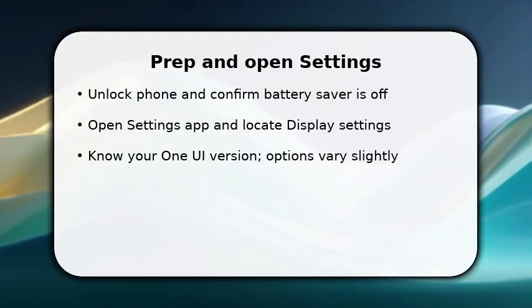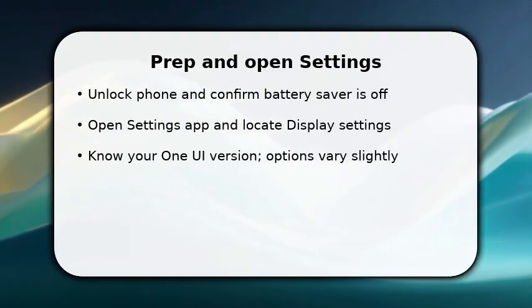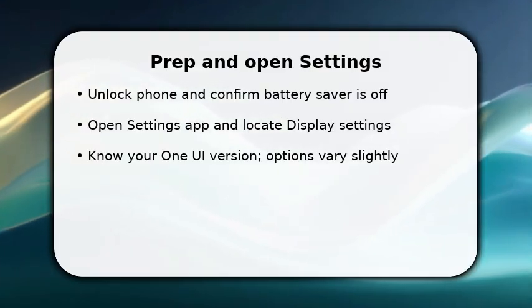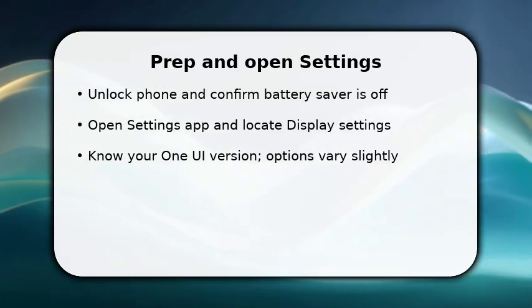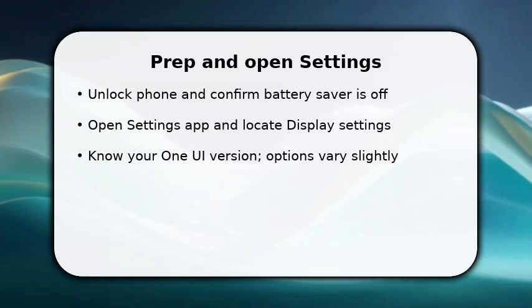You start by preparing the phone, unlock it and make sure battery saver is off because that forces shorter timeouts. Once done, open Settings and tap Display to begin. This is where Screen Timeout lives.